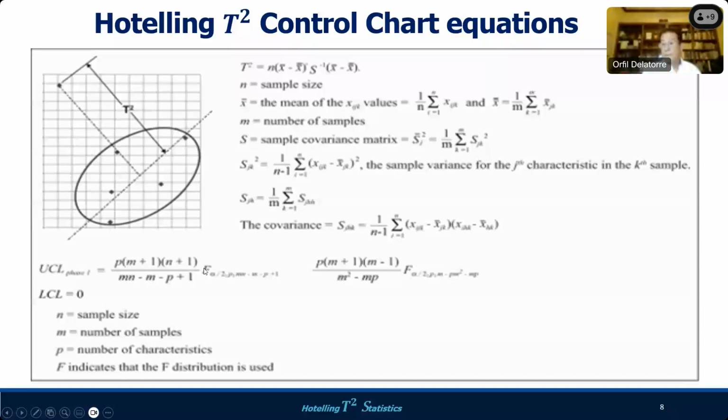I know you have used the F distribution in the past somewhere, but that's the beauty of the F distribution. And we can decide about the risk. Usually it is 1% in these cases. Okay, 1% is the significance level. So you can see right here, n sample size, number of samples, number of characteristics, and F indicates that the F distribution is used. So this is just an example that T-square by hand, no way, no way.